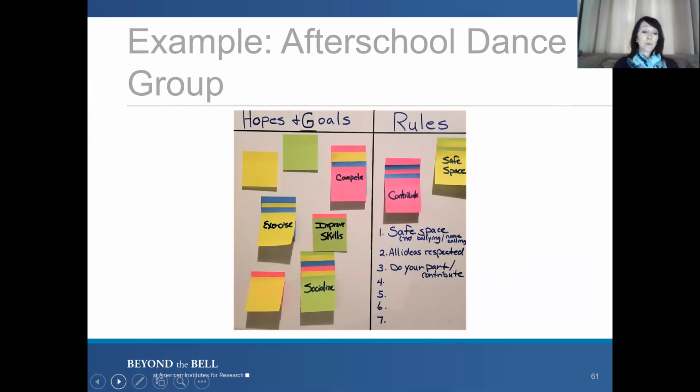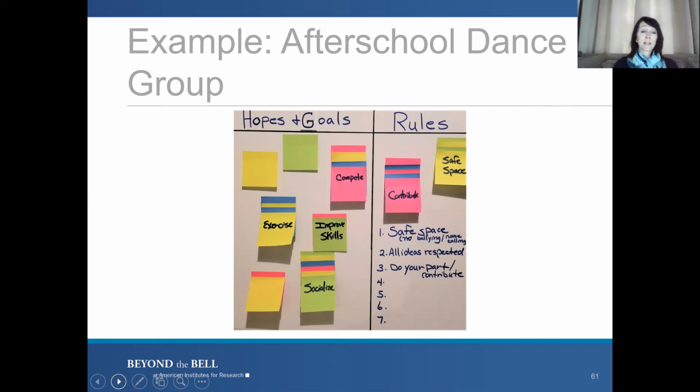Typically, I would have two big pieces of chart paper, one for hopes and goals and one for rules, and Post-its. So you would ask youth, what are your hopes and goals for this after-school dance group? What do you hope to achieve? What do you hope to happen throughout the course of the next 8 weeks, perhaps by the end of the 8-week program? And have youth write down their hopes and goals on Post-its.